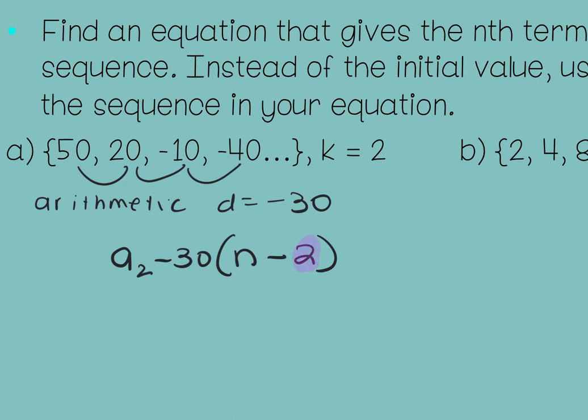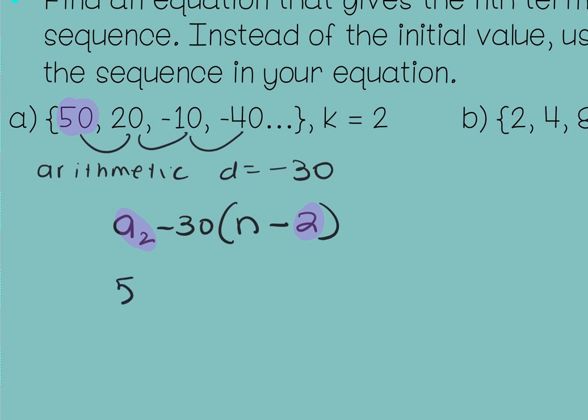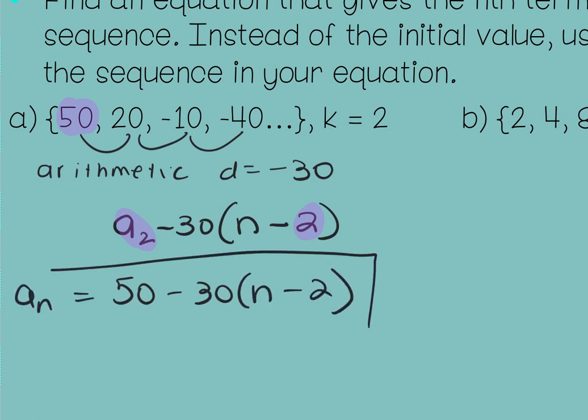This is going to match whatever the K value is. If I was on the third term, it would be 3. If I was on the fourth term, it would be 4, okay? And then we're actually going to plug in what our A2 is. So this is not really A1, that is A2. So 50 minus 30 times n minus 2 would equal a, and that's how you'll write it. You'll actually use the value. So all that means is that your first term is really not A1, it's a of whatever k is.